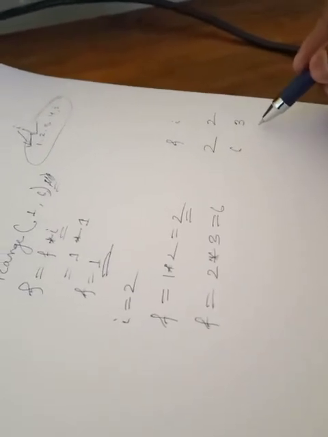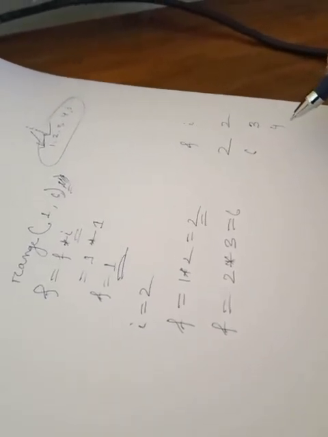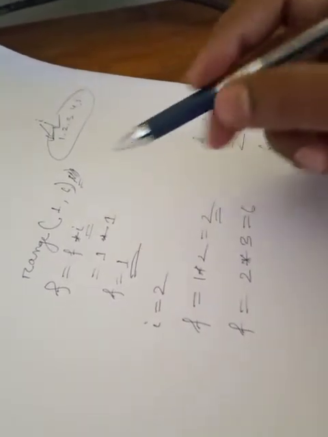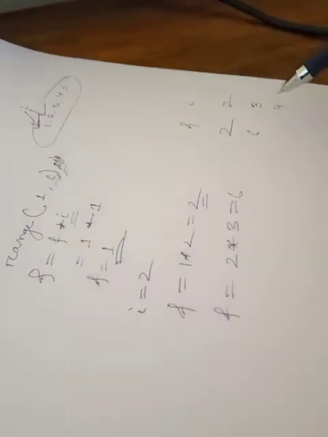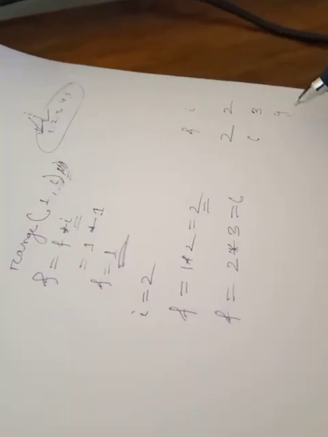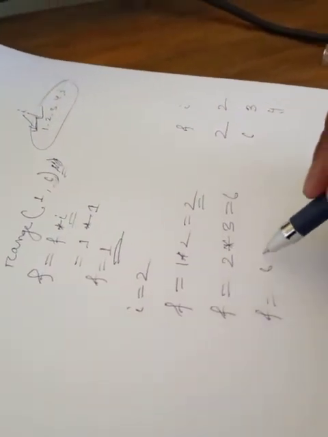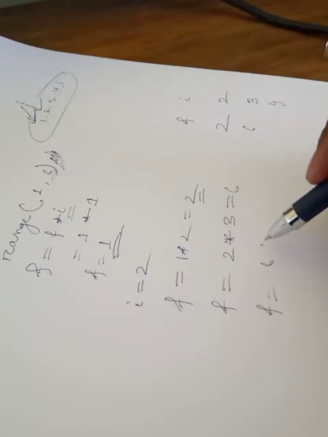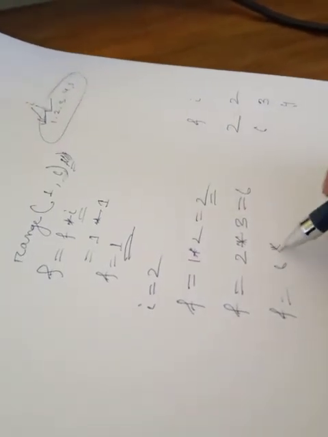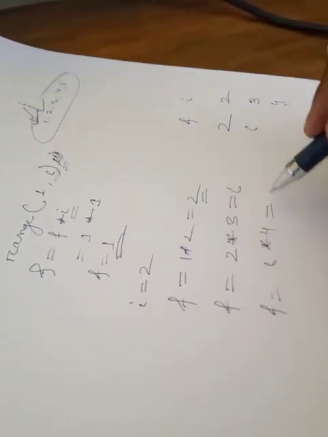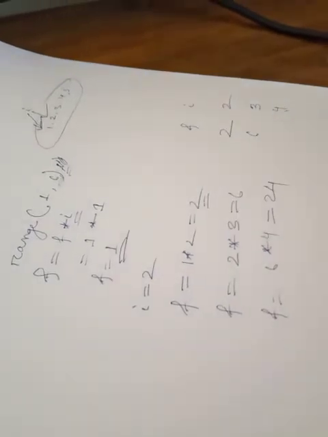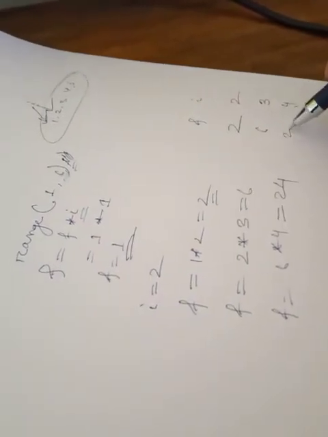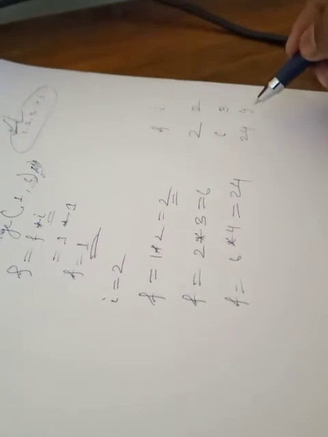Okay, so it has become 6. Next, I's value will become 4. Then it will check the condition, it is in between the range, so it will become 4. Next, f will become 6 into 4, because it's already 6, equal to 24, so it will become 24 again.